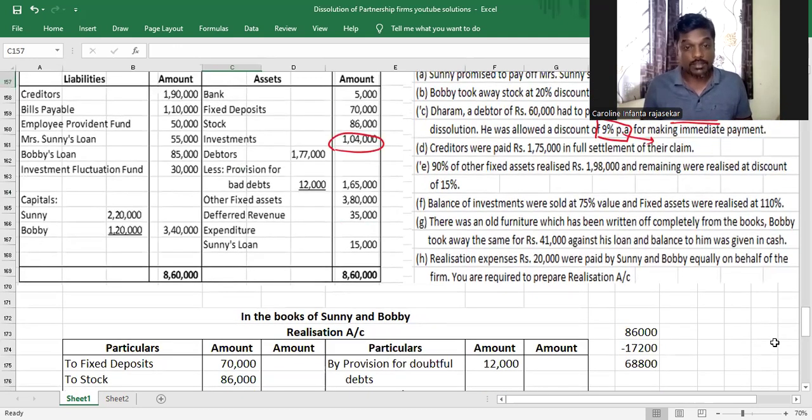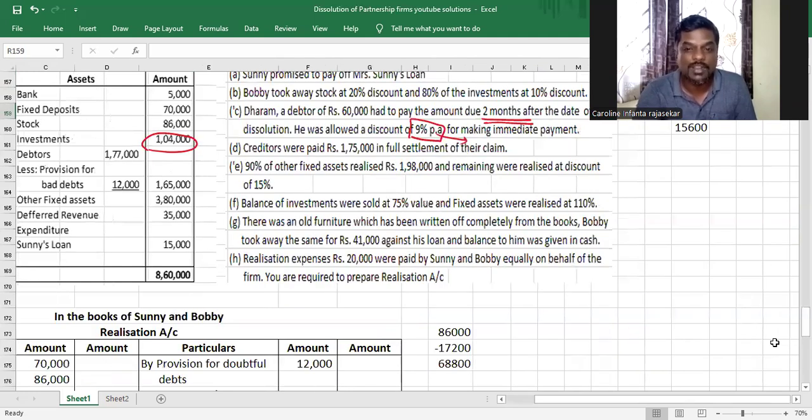Now another headache. Point E, 90% of other fixed assets realized 1,98,000 and the remaining were realized at a discount of 15%. Now we have other fixed assets of 3,80,000. They couldn't just sell everything together. They had to divide it and make life difficult for you. They think they are making life difficult for you, but it is actually easy marks, my dear children.